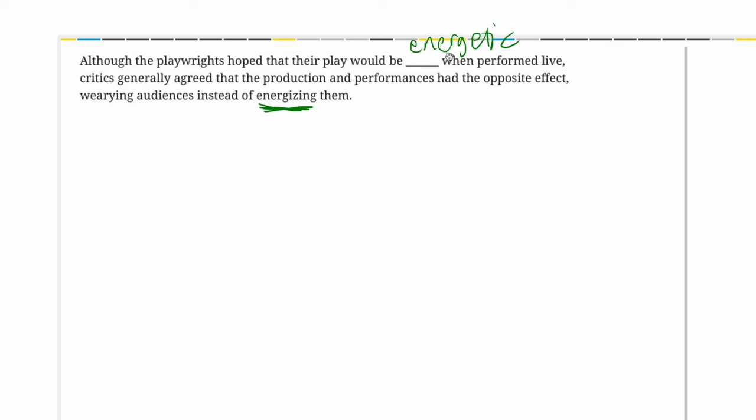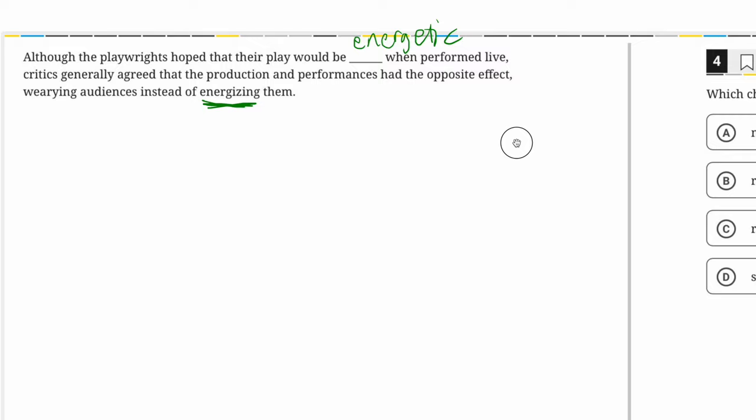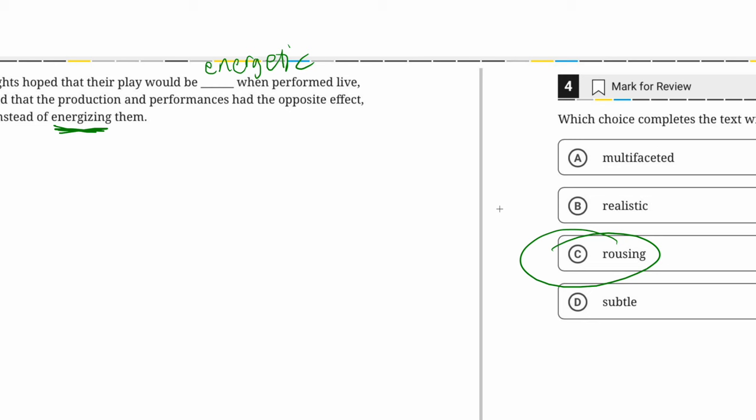And again, that's not going to be the correct answer. I doubt it would be, but it's going to lead us, or it should lead us to it. And it is. The correct answer is going to be C, rousing. They don't mean the exact same thing, but if you rouse someone from their slumber, you wake them up. If you arouse someone, you stimulate them.